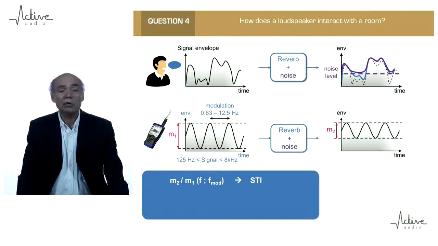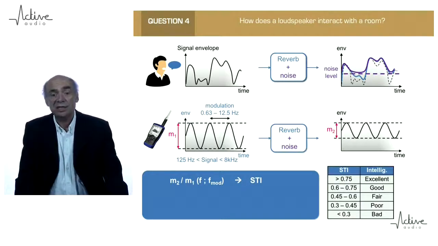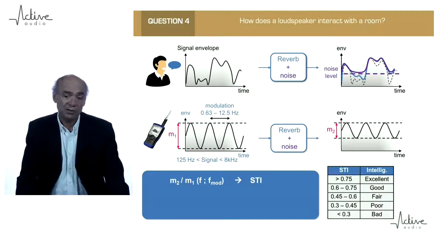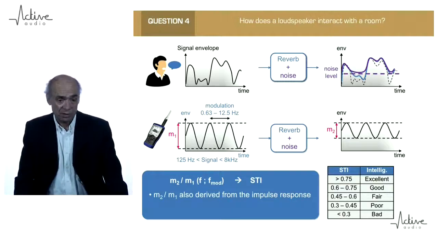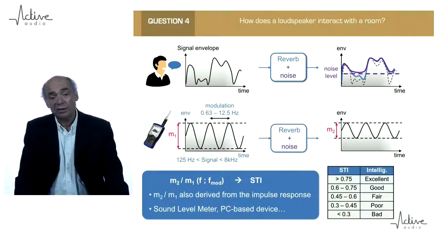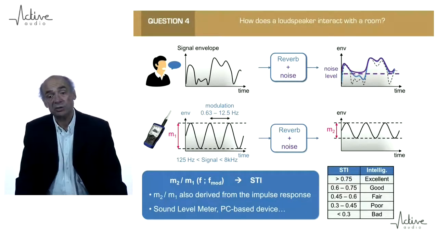The ratio M2 over M1 depends on the octave band considered and on the frequency of modulation. So there's a table of values. From this table, one single index is computed. This single value obtained has to be above 0.5 in order to have fair intelligibility. It can also be derived from the impulse response. Measurement tools exist, sound level meters and PC-based software, in order to achieve this measurement method.